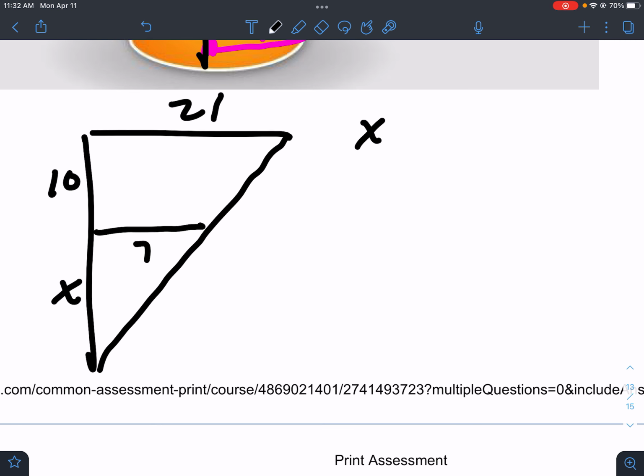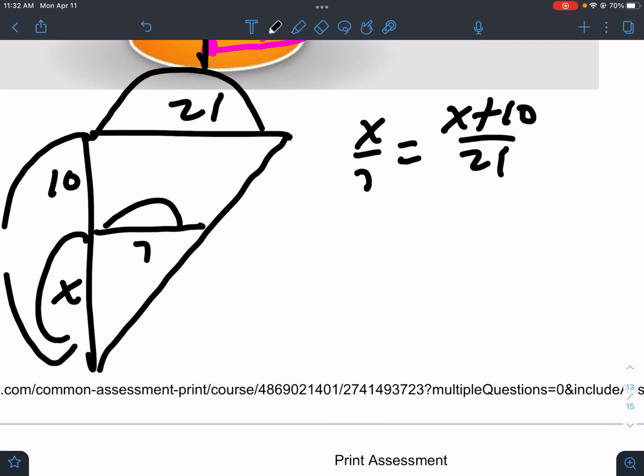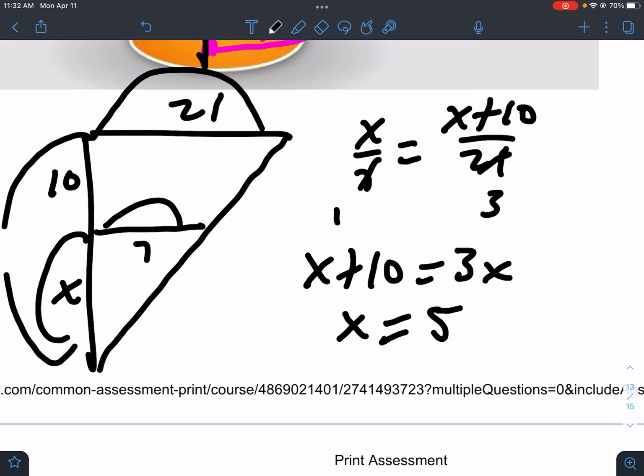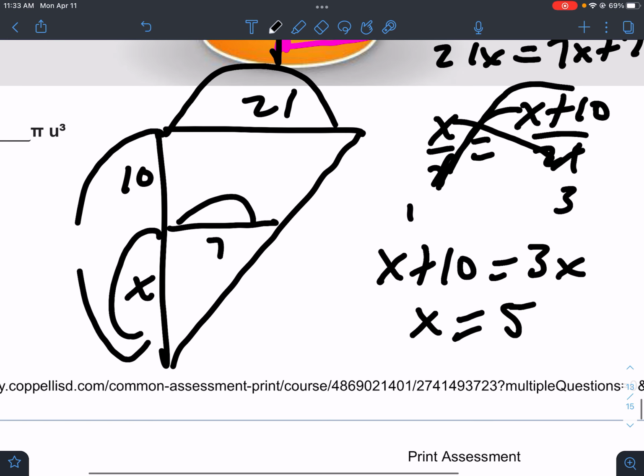All right, so x over 7 would equal x plus 10 over 21. It's got to be left over top equals big left over big top. We can reduce 7 and 21 to 1/3. So that'd be x plus 10 equals 3x. So we know that x equals 5. Now, if you didn't reduce, you would have to cross multiply. You'd have 21x, and you would have had 7x plus 70. You get the same answer. You just got to be really careful. Make sure you distribute. Either way, we know that x equals 5. So we know that this spot over here is 5.